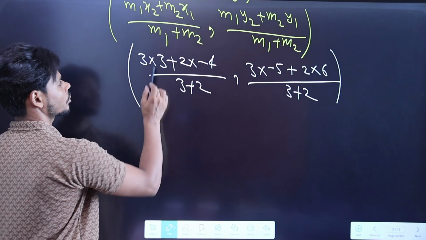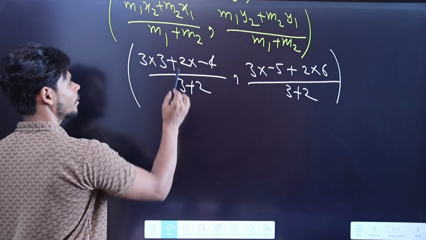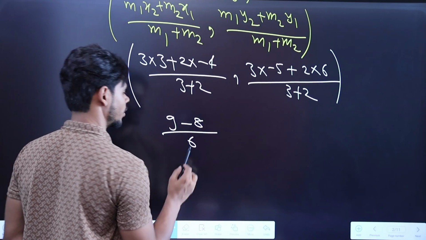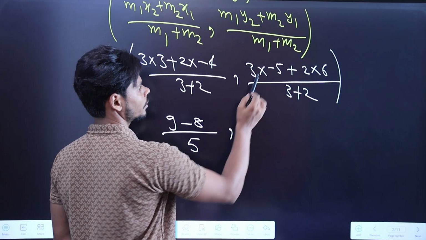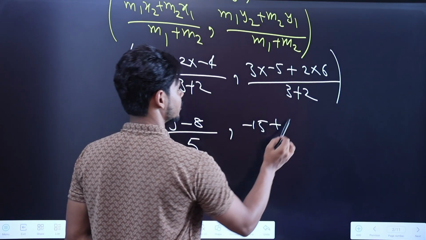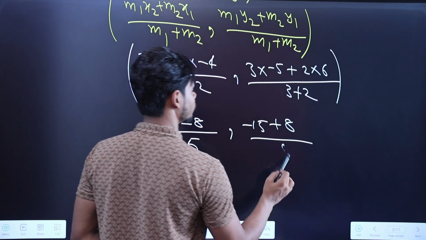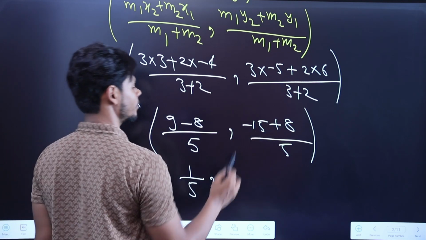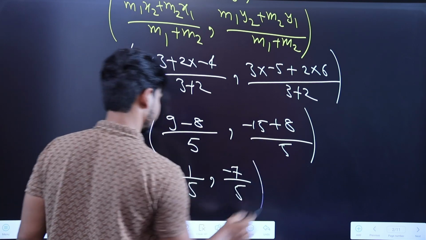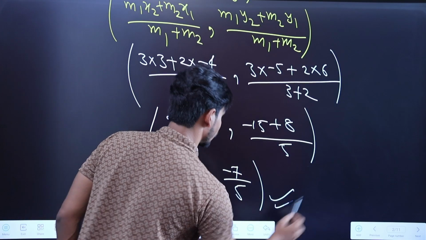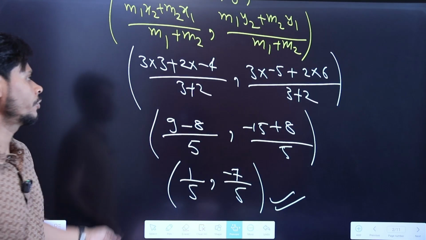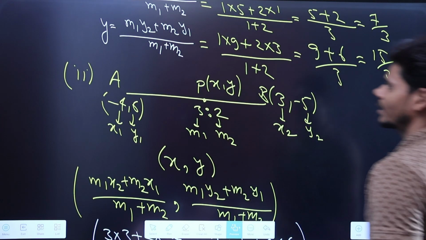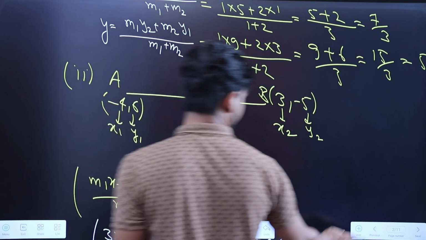So let's solve. It will be 3 threes are 9, then plus minus 4 twos are 8, divided by 3 plus 2 is 5, comma, minus 15 plus 6 twos are 12, divided by 3 plus 2 is 5. It will become 1 upon 5, then comma, minus 3 upon 5. So this is the coordinate that we actually wanted to find. Got it? So that's all for the first question. Now let's move towards our next question.